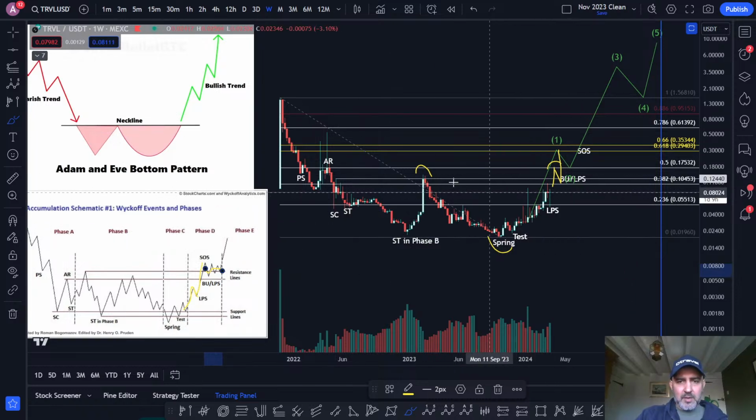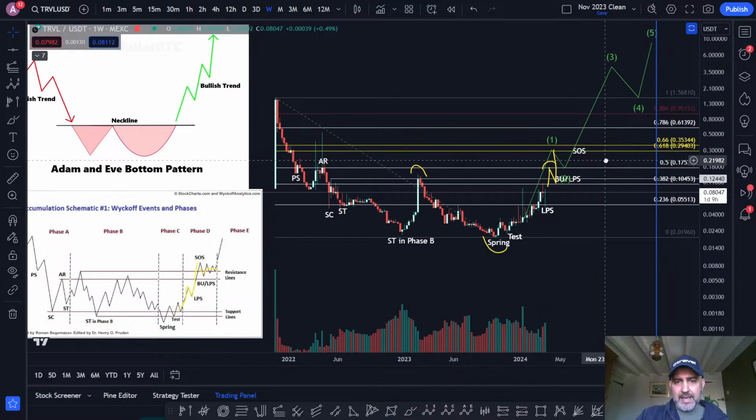And maybe we'll come back and test the neckline of this Adam and Eve pattern, and that will be about 12, 13, 14 cents. It's a kind of a rough area. That's for this Adam and Eve pattern to be valid. Otherwise, it doesn't really matter because you're in this Wyckoff accumulation. I don't think once you're in this Wyckoff accumulation schematic, you want to see the buy up line that I have and the LPS, which is the last point of support.